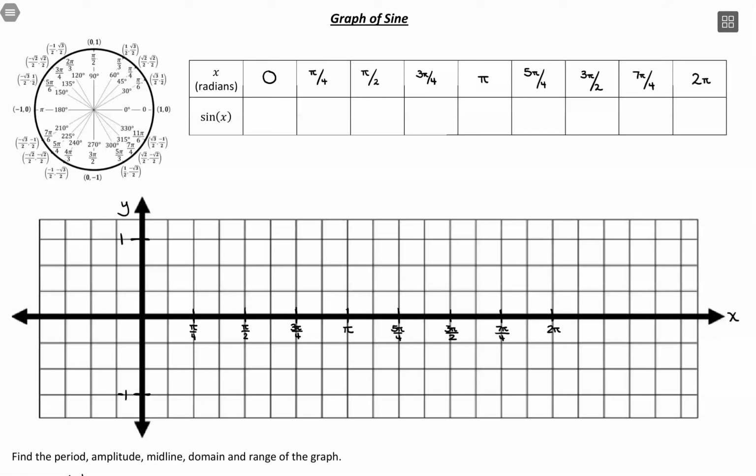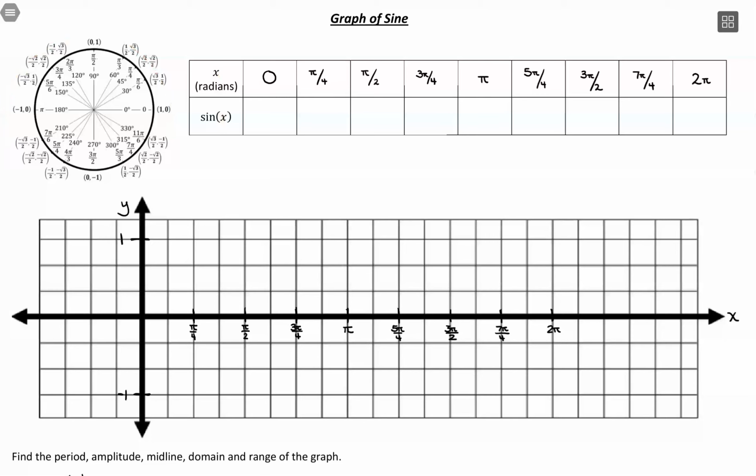So let's look at how to graph sine and cosine. Similar to our Ferris wheel setup, we're going to be looking at the circle, which is going to be our unit circle, and then how we translate that into coordinates, inputs and outputs.